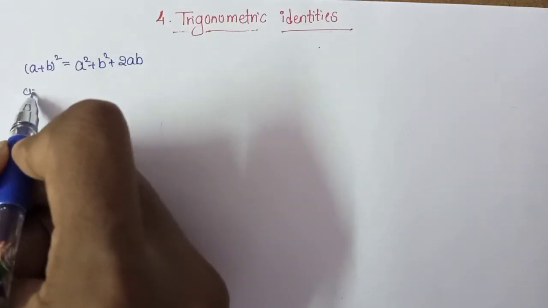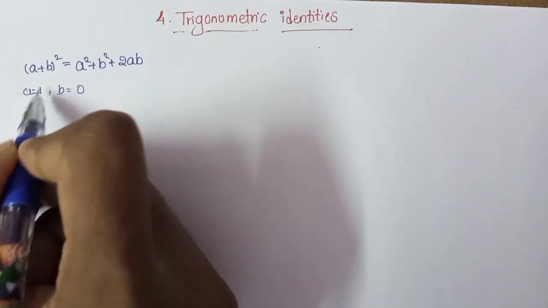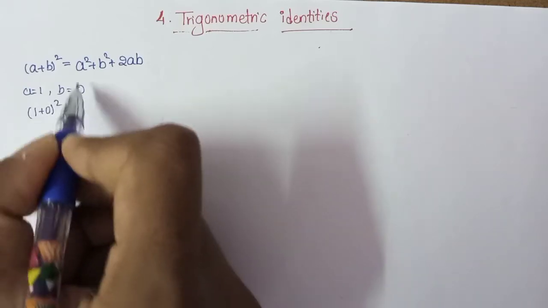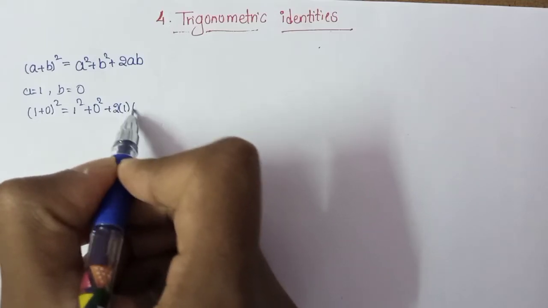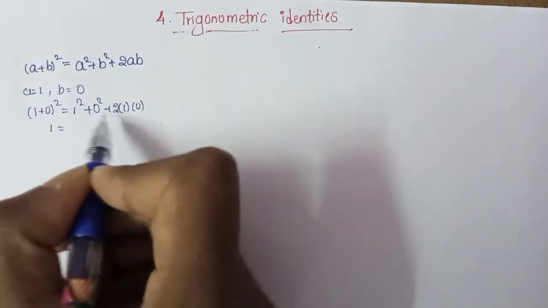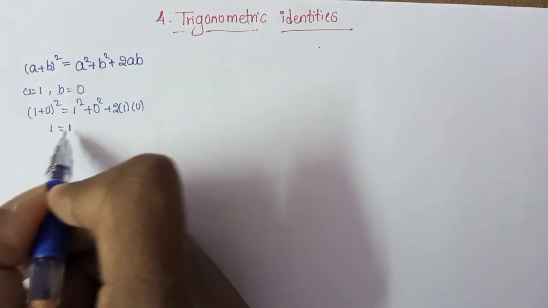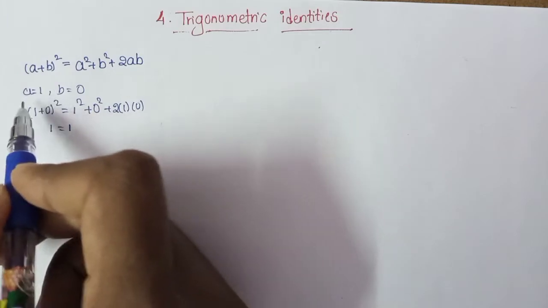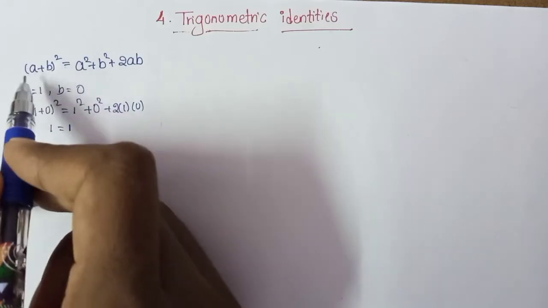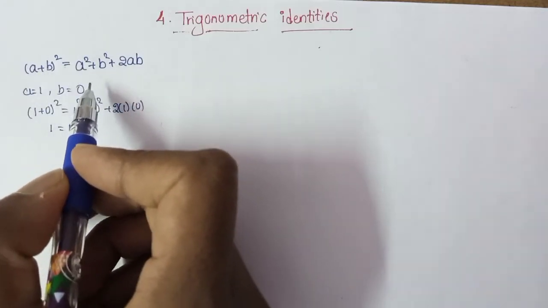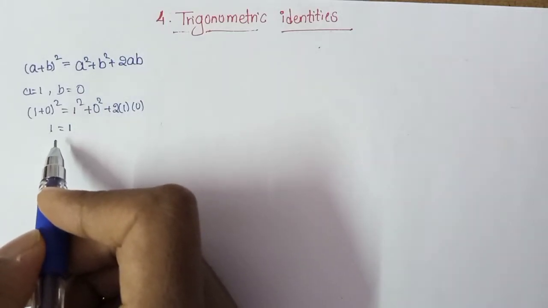You can take a is equal to 1 and b is equal to 0. Let us say a is equal to 1, so (1 + 0) whole square is equal to 1 square plus 0 square plus 2 into 1 into 0. So 1 square is 1, 0 square is 0, 2 into 1 into 0 is also 0. So here also we get 1. That means you take any value of a and b, it satisfies this equality condition. The LHS and RHS are always equal to each other, for any value of a and b.